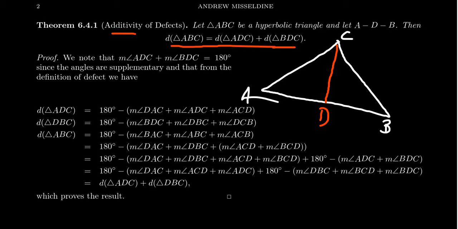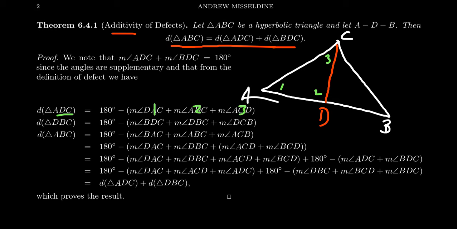Well, first of all, the angle ADC is supplementary to angle BDC, so the sum of the measures of those two angles will be 180 degrees. We're going to use that later. Labeling things a little bit, triangle ADC has three angles: angle CAD, angle ADC, and angle ACD. So the defect of triangle ADC will be 180 degrees minus the measure of angle 1, minus the measure of angle 2, and minus the measure of angle 3.